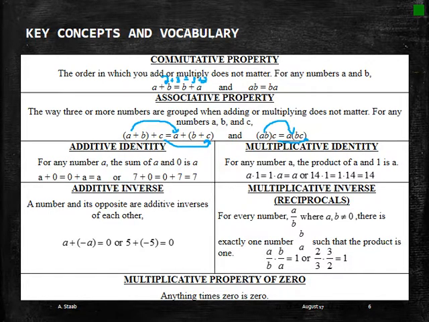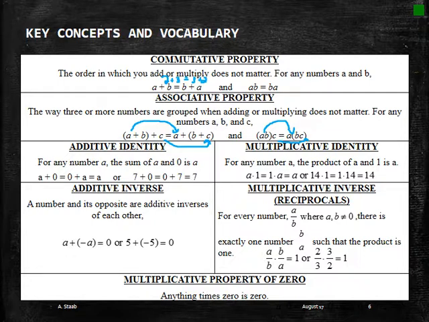And then we have the identity property. We have the additive identity, which has to do with addition. Anything you add to 0 is always going to give its identity. So a plus 0 is equal to 0 plus a, which gives you a. Or I can say 7 plus 0 is 7, 0 plus 7 is 7. And for multiplication, the multiplicative identity, anything times 1 is always itself. So a times 1 is the same as 1 times a, which is a. Or 14 times 1 is 14, and 1 times 14 is 14.